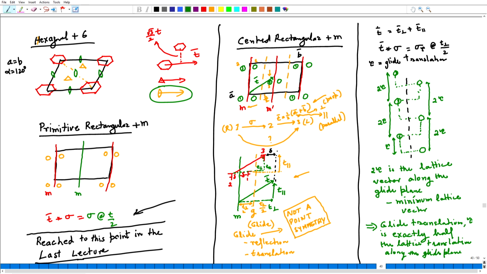So, glide translation tau. Now, coming back to the plane group diagram, how much is the glide translation? Well, very clearly the glide translation is nothing but half a. So, it is exactly half the lattice translation along the glide plane in the plane group as well. So, this we have. Let us just also look at what would be the matrix for such an operation, which is a combination of reflection and translation, and actually turns out to be quite simple.